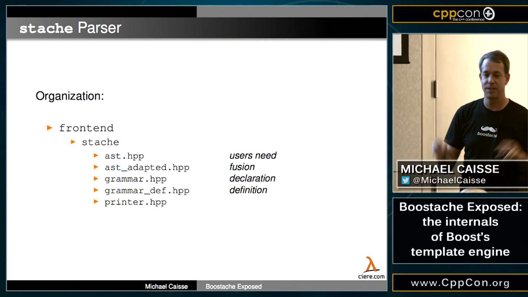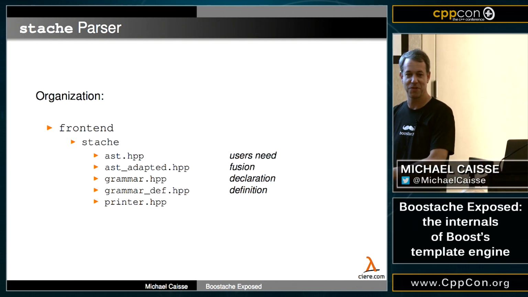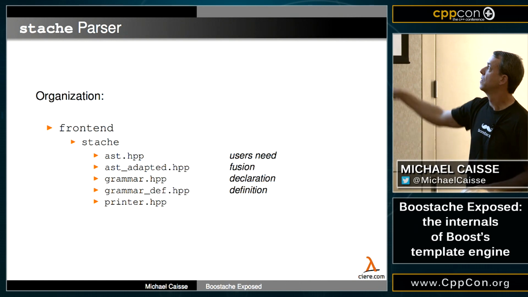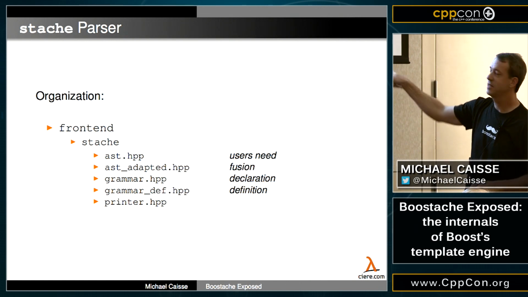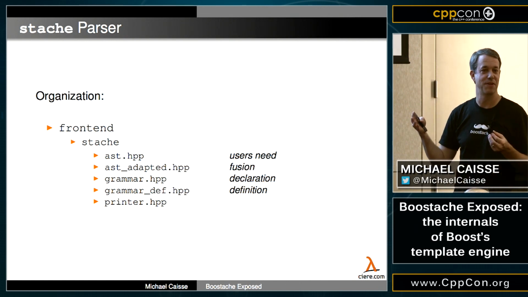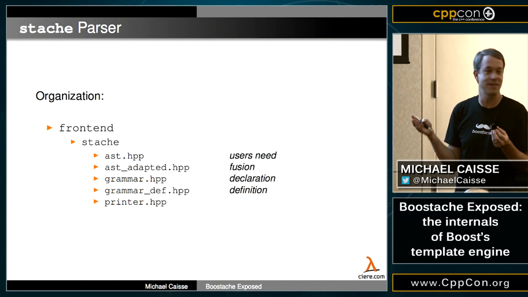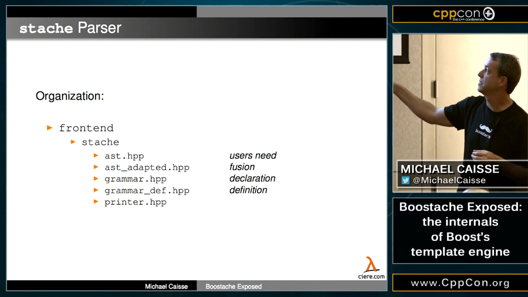AST adapted, we just put the cruft inside there. This is where all the fusion adapt calls end up, macros end up. We just stick them all in one spot for organization. Grammar, this is the lightweight version of the declaration of what the grammar is. The definition is inside this grammar def.